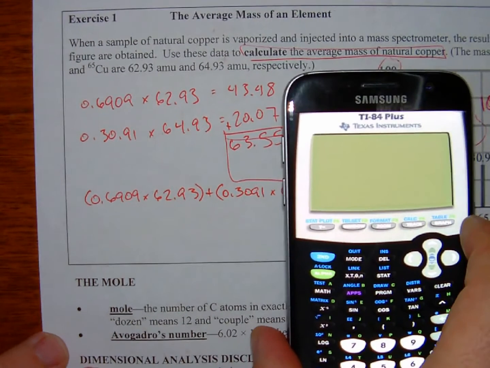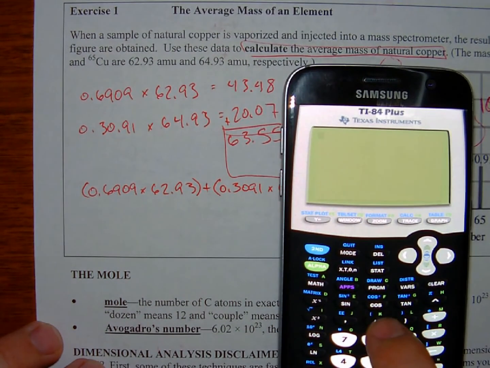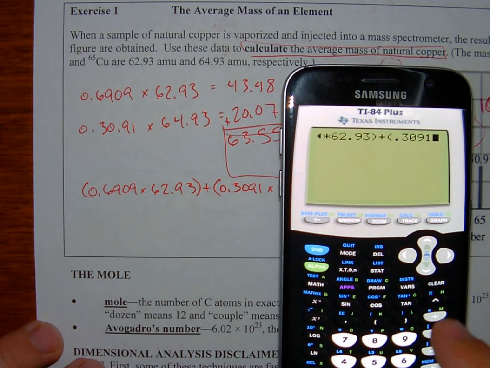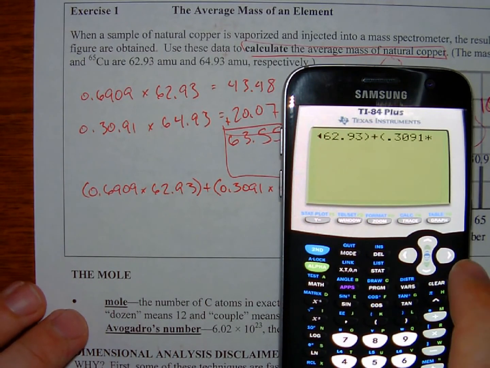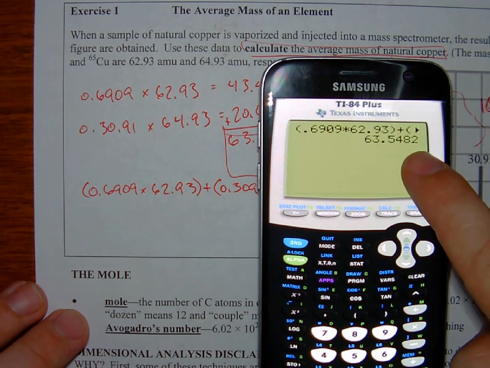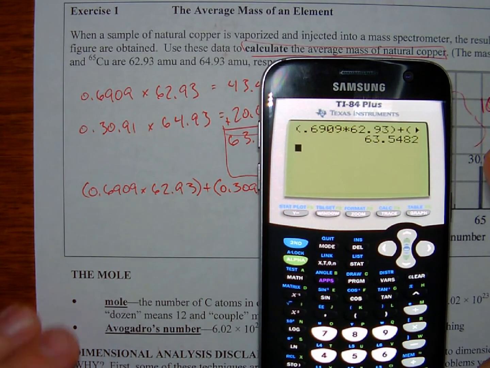So let's see. Parentheses. Whoop! Already messed up plugging it in. All right, parentheses plus another parentheses. 30.91 times, what's that, 64.93 in parentheses. Boom, there's my 63.55 AMU per atom of copper.